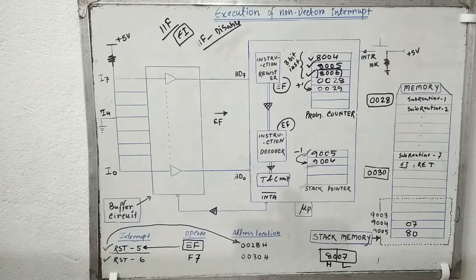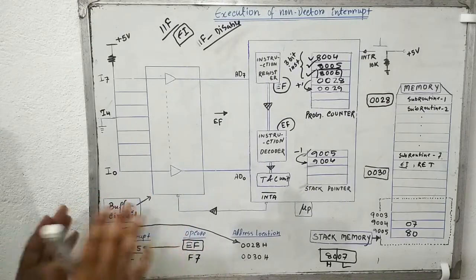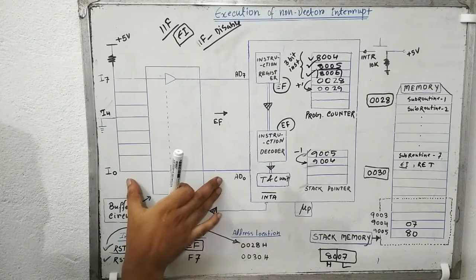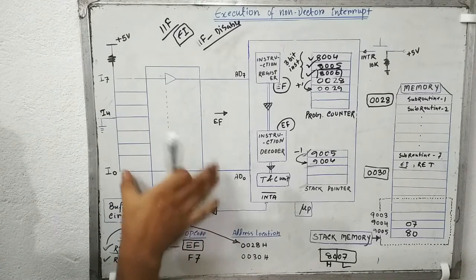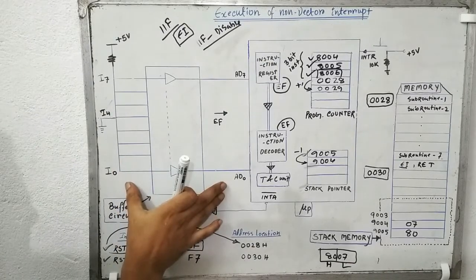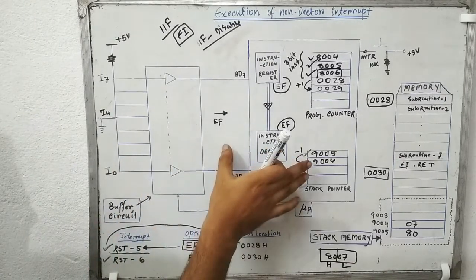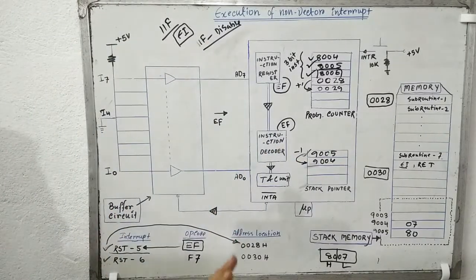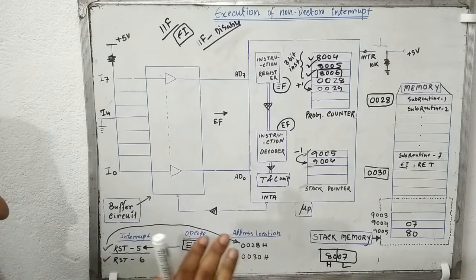You may remember that I told you, for the execution of a non-vector interrupt, the microprocessor does not know the address of the subroutine. That's why we always supply the address of the subroutine by connecting an external input-output buffer circuit with the microprocessor, that you can see over here. I discussed this point when we were talking about the non-vector interrupt. For the vector interrupt, the microprocessor already knows the address of the subroutine.